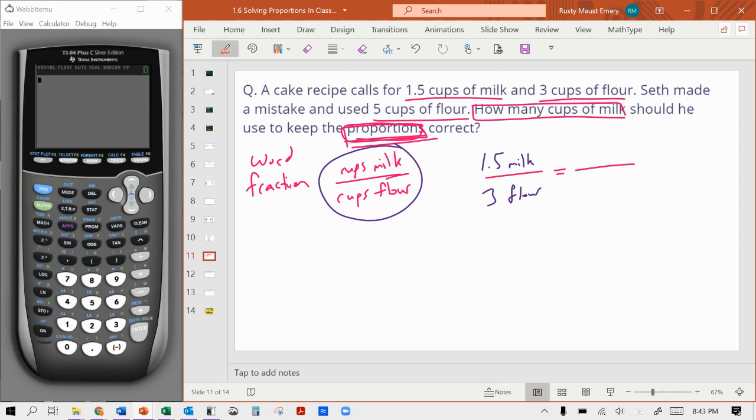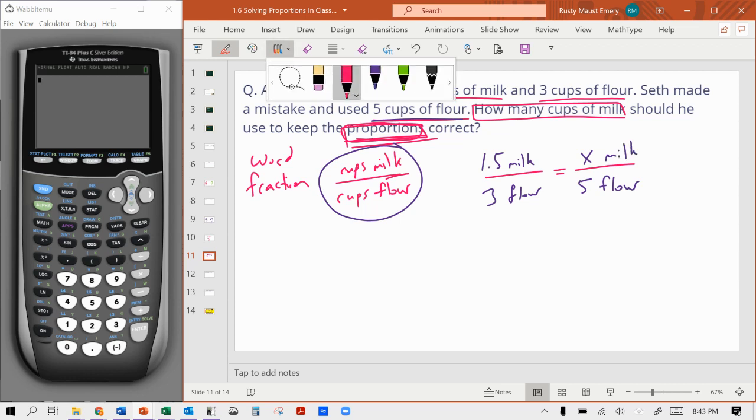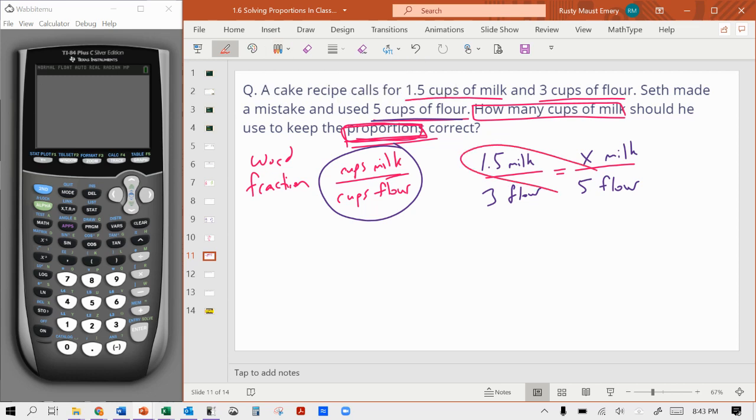So then the second fraction is set up. It needs to be the same setup: milk over flour, and we are given 5 cups of flour, which should go on the bottom. And so the unknown is how many cups of milk. And now we can go ahead and solve that proportion. So this is back to the basics, cross multiply and solve.